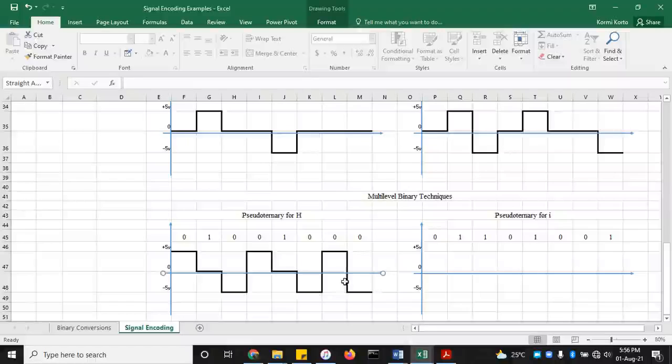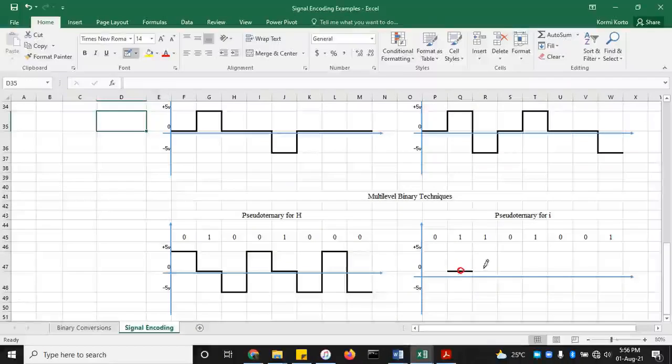Okay, what about for lowercase i? So once again, it's all the ones that need to be level, and then the off states, or the zeros, need to be the ones alternating. So from a high to a negative, back to a positive, down to a negative, and then you just connect the graphs.